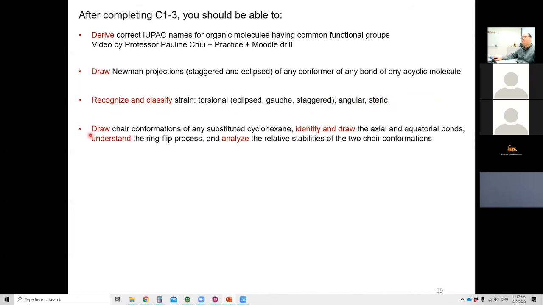Okay, and you need to draw the chair conformation of any multi-substituted cyclohexane. And when you have the cyclohexane, you need to identify and draw the axial and equatorial bonds, and understand the ring flip process of the 2 chair conformations. And again, the final one is to analyze the relative stability of these conformations by calculation of the energy cost. And again, these data will be provided in the exam, so you don't need to memorize them.